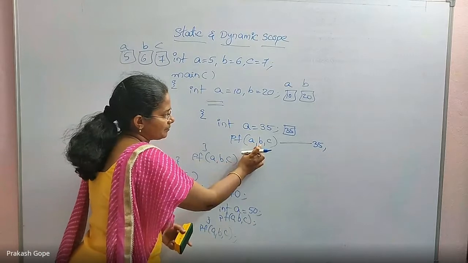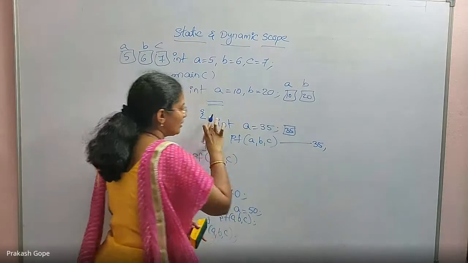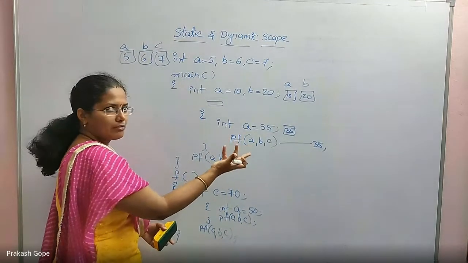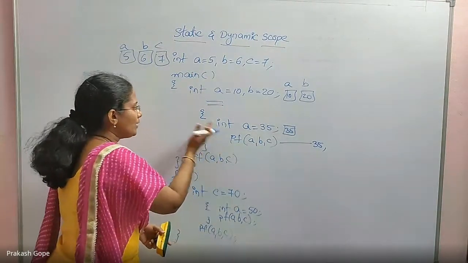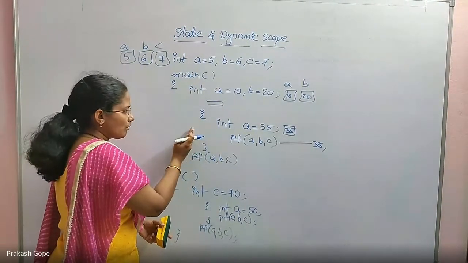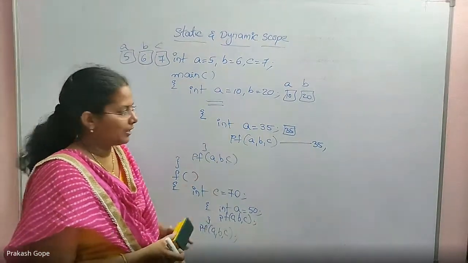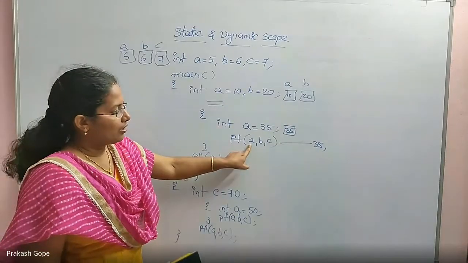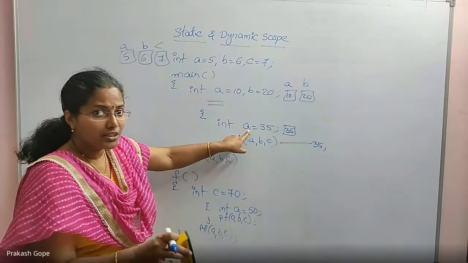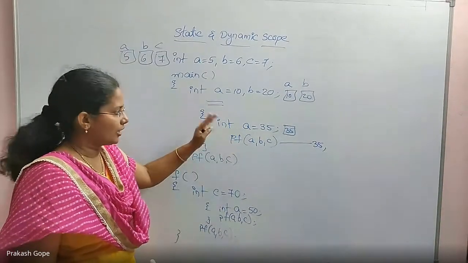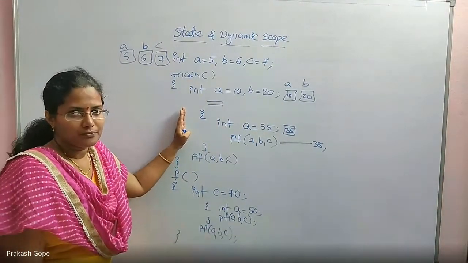Coming to b, obviously it will look for this block's b. Do I have b in this block? No, I don't have. Then, since C follows static scope, it says go to its outer block. Its outer block's b. Never say global b. No, it will not access global b. The rule is like this: whenever you access a variable, it will try to access the variable declared within that block. If it is not declared there, it will try to access the variable declared in its outer block.